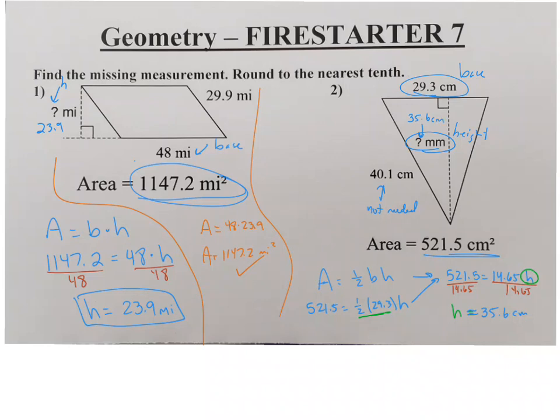So to change that into millimeters, see how they try to trick us with that? I have to make 35.6 centimeters into how many millimeters? Well, remember you move that decimal point over 1. 1 centimeter has 10 millimeters in there. So that's going to become 356 millimeters. And that's it for Firestarter 7.